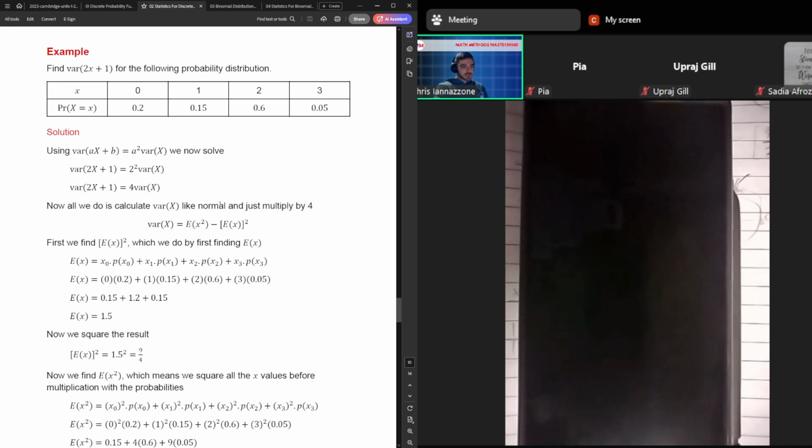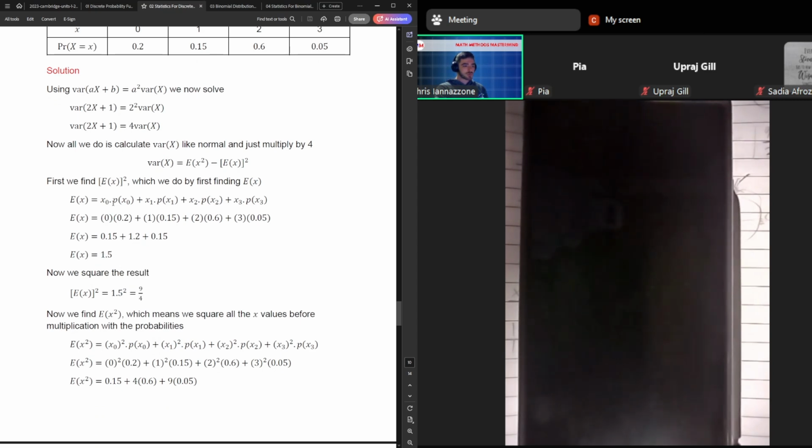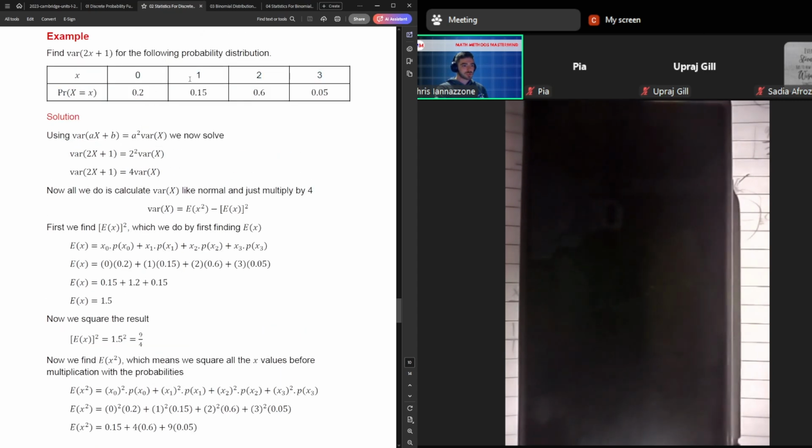So we're going to find the variance, which means E of x squared minus E of x all squared, which we've done before. E of x was 1.5. You just do the multiplication directly. E of x squared just means squaring all these x values before you do your multiplication.